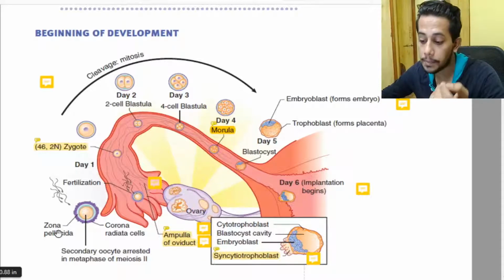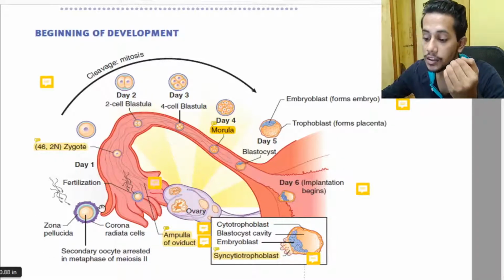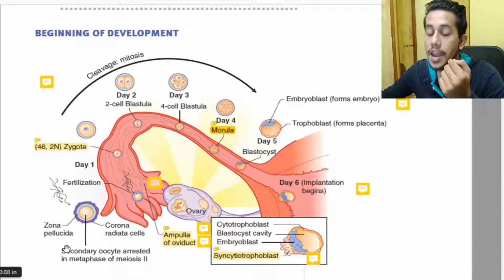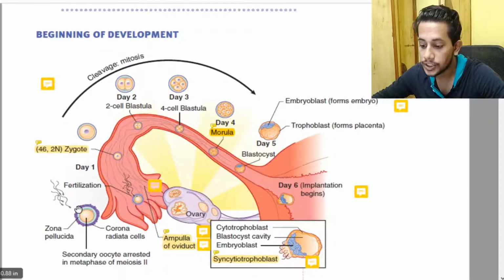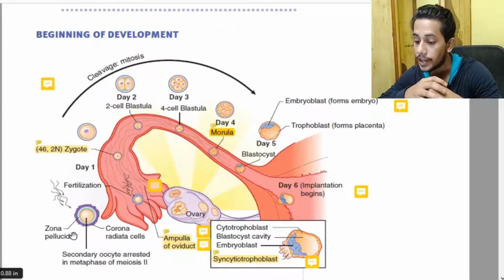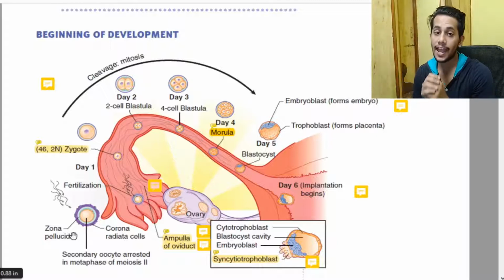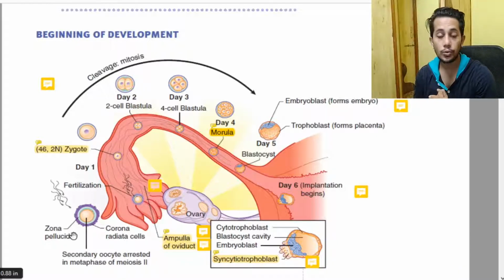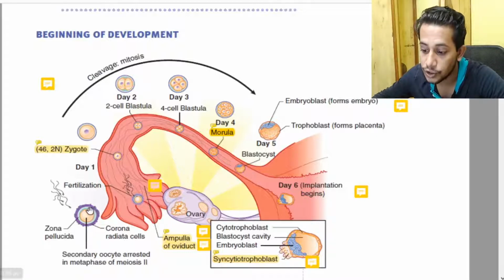So how does that happen? Let's talk about that. As you can see here, the covering layer of the secondary oocyte is the zona pellucida. The zona pellucida is the protective layer of the secondary oocyte. Now how does the sperm infiltrate it? The head of the sperm, which contains the acrosome, will release enzymes which will create a reaction and dissolve this particular layer, the zona pellucida.